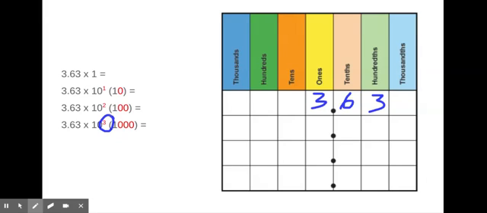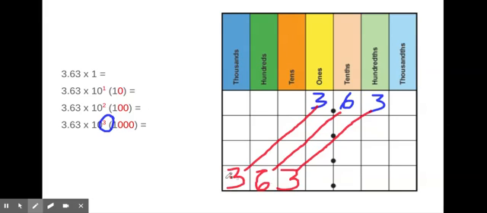If you said 3, you've got it. Each place needs to move up 3 places because we have a 3 in our exponent. So let's move everything. This 3 in the hundredths place is going to move up 3 places. This 6 in the tenths place needs to move up 3 places. And this 3 in the ones place, what place will it end up in? It'll move up 3 places into the thousands place.